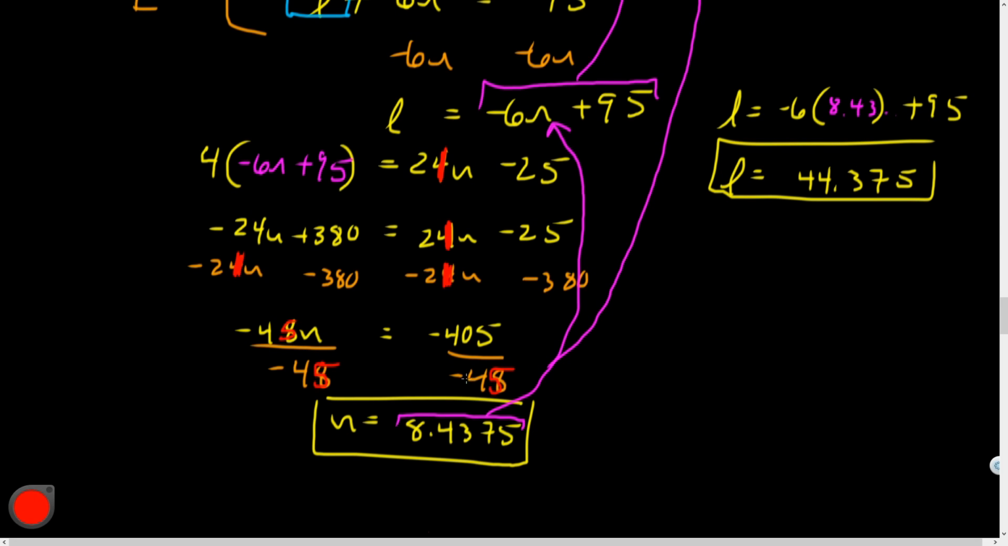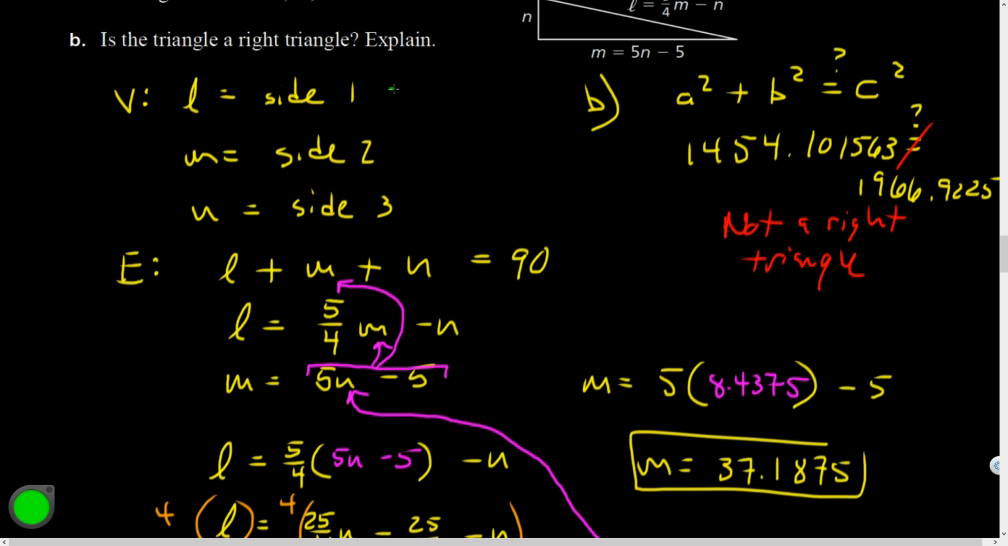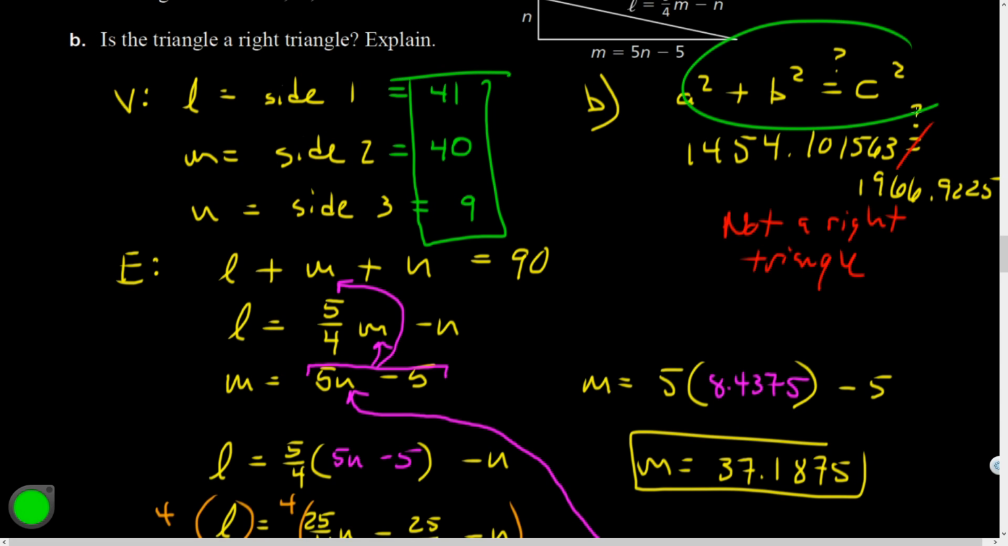Well, there you go. This has been a lesson in how a single mistake feeds through an entire problem. All right. L should have equaled 41. M should have equaled 40. And N should have equaled 9. And then those, if plugged in here, would have equaled one another and would have been a right triangle.